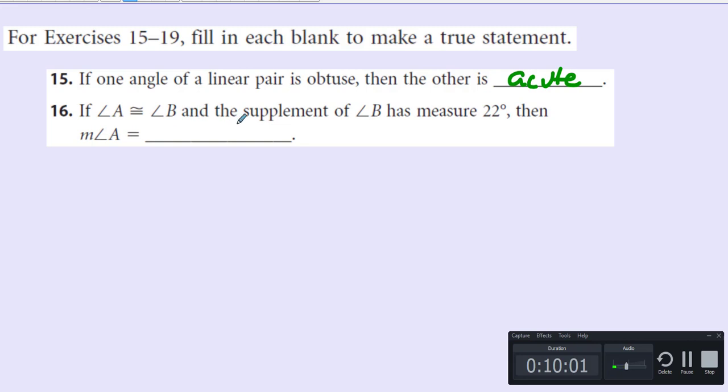Number 16. If A is congruent to B and the supplement of B is 22, so if A is congruent to B and the supplement, 180 take away 22, is going to be the measure, that's going to be 158 degrees for B. Then the measure of angle A must also be 158 degrees. This actually goes with B, since they're congruent to each other.